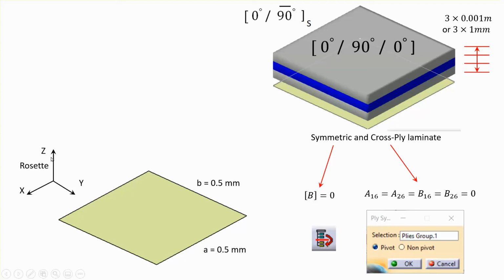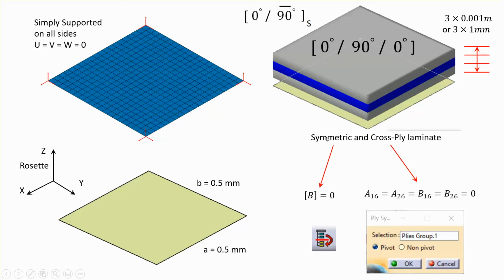The way I'm going to set it up, although it doesn't matter, I just want to remind you: the 90 degree ply is along the y direction. The fibers go in the y direction, and for the 0 degree plies, the fibers go along the x direction. This has some implication when it comes to viewing the natural frequency mode.